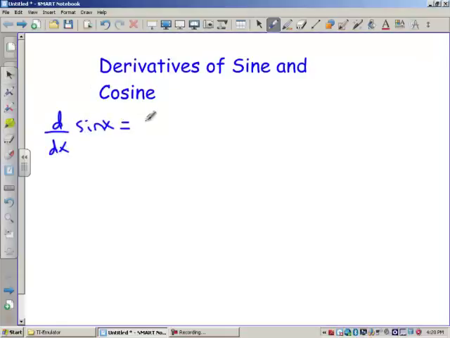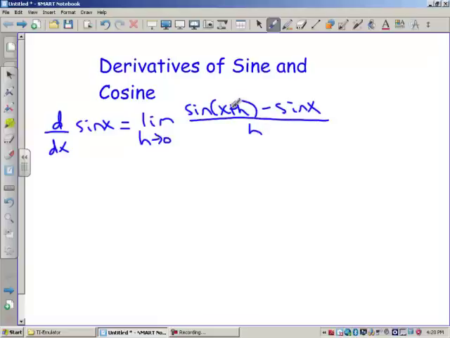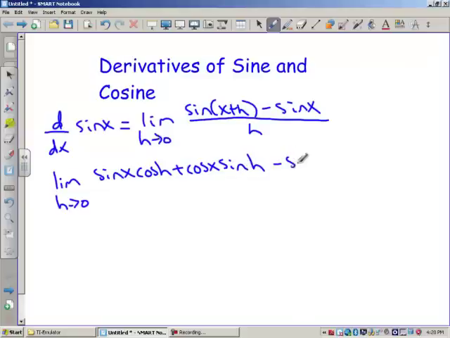So I'm going to set up my limit. This is going to be the limit as h drops to 0 of f of x plus h minus f of x all over h. And in trig, you learned the sine of a plus b expansion, so that is sine x cosine h plus cosine x sine h. So there's the expansion for sine of x plus h. And then we still have minus sine of x and then all over h. And again, this is going to find the derivative of sine of x.